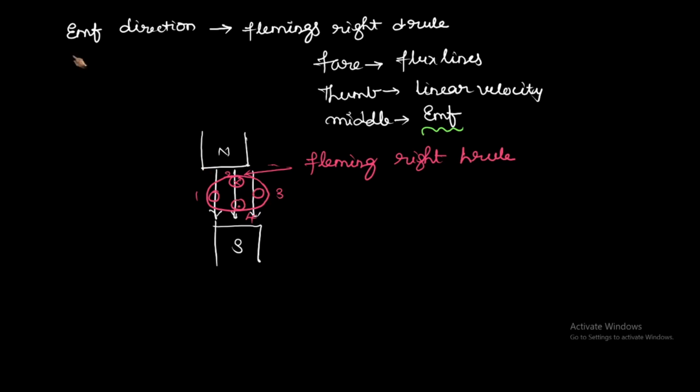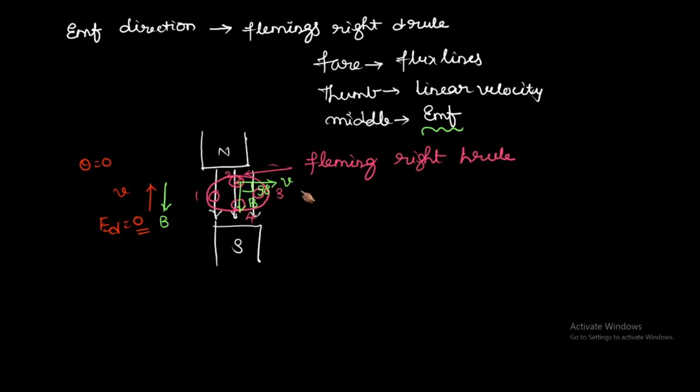Whenever it is rotating like this, it is rotating with linear velocity v and the flux lines will be like this, B. At position 1, the flux lines will be like this, and let us consider the linear velocity in this direction. So they both are opposed. So what is the dynamically induced EMF in this case? At position 1 it will become 0 because the angle theta between them is 0.